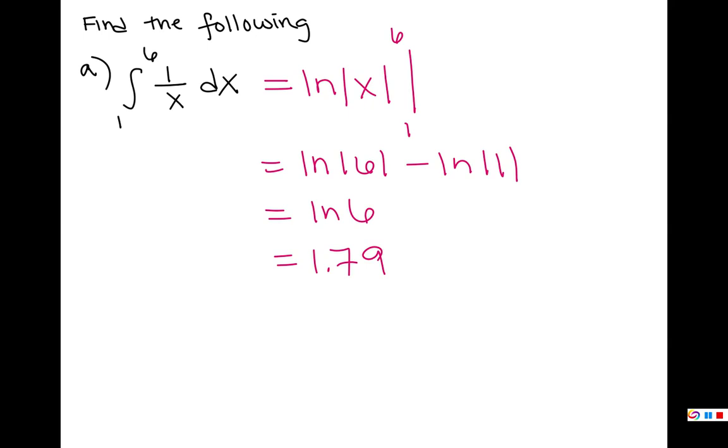Feel free to put this in your calculator. I got 1.79 when I did that. Or you could write the answer as ln 6 because ln 1 is equal to 0. So you're just left with ln 6 or 1.79. And this is the exact area under the curve as well.